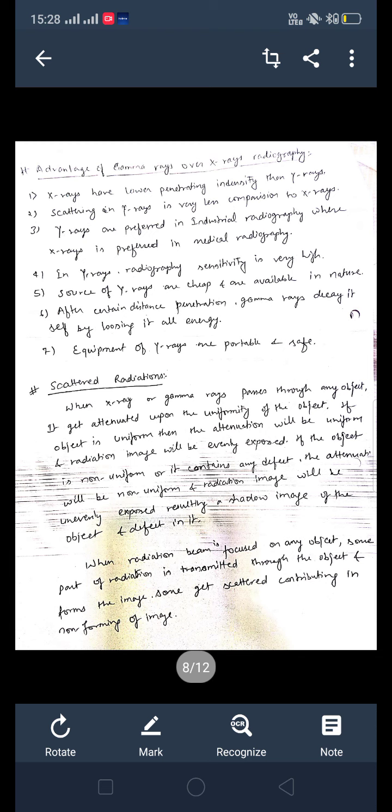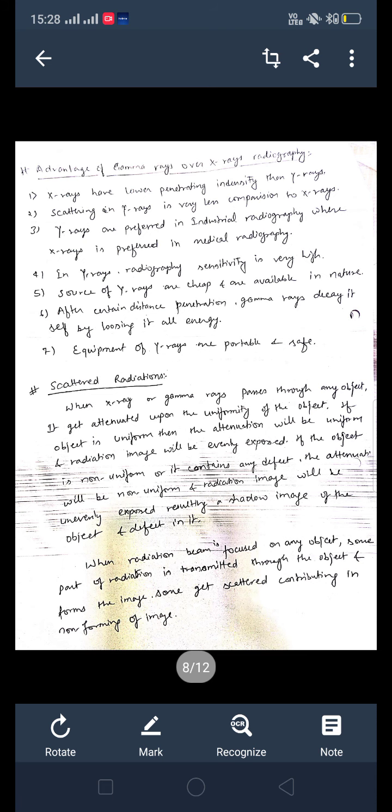Scattered radiation means when X-rays or gamma rays pass through any object, then attenuation occurs. What is attenuation? We have already discussed it in the previous video. Attenuation means reducing the intensity of the rays. So if gamma rays or X-rays are passing through any object, definitely some intensity of the rays is decreased or reduced. So that is the scattered radiation.